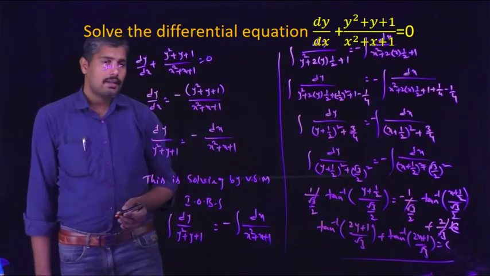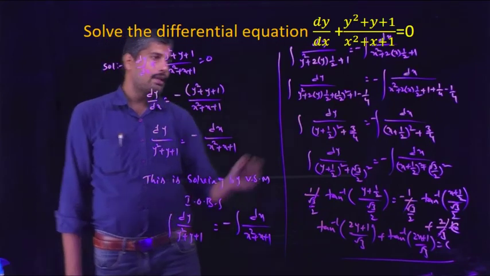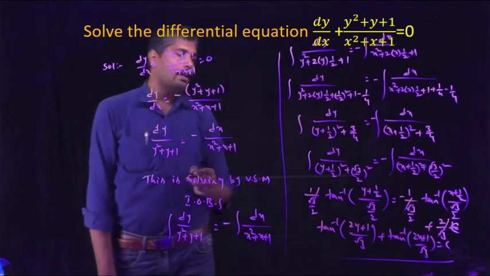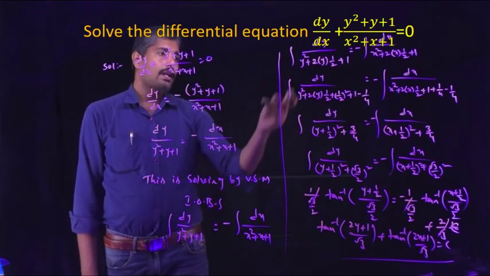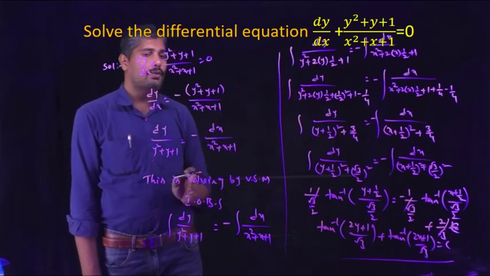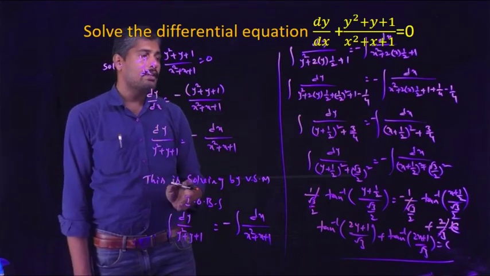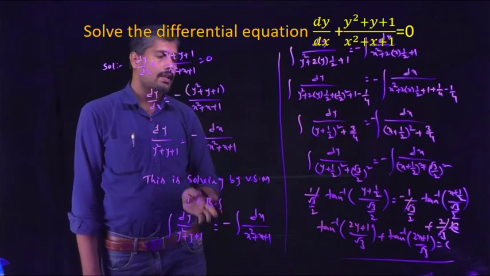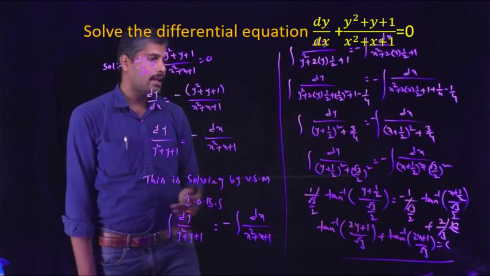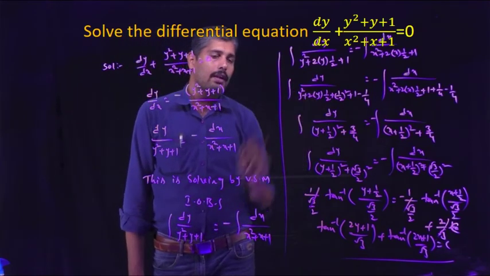Right? This is the critical part here. Multiplying and dividing with 2, converting into formula. This quadratic equation can be converted into formulas. We know there are 9 main formulas. We are converting this quadratic equation into those formulas. That's why we multiply and divide with 2.